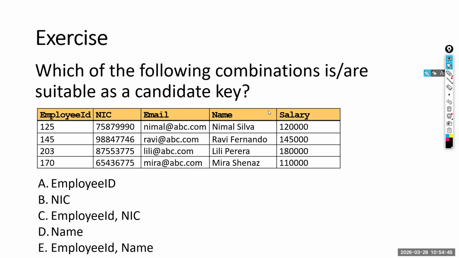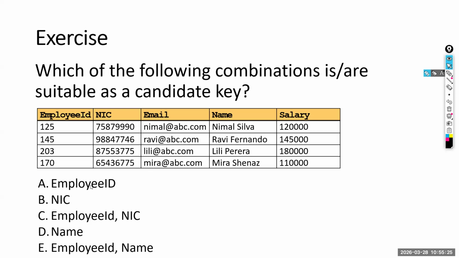Okay. So which of the following combinations is suitable as a candidate key? You can just look at the answers, records and decide. Don't think that there are other records. Employee ID, NIC, email, name, salary. Then of course you can think about the practical scenarios as well. But just look at the data.